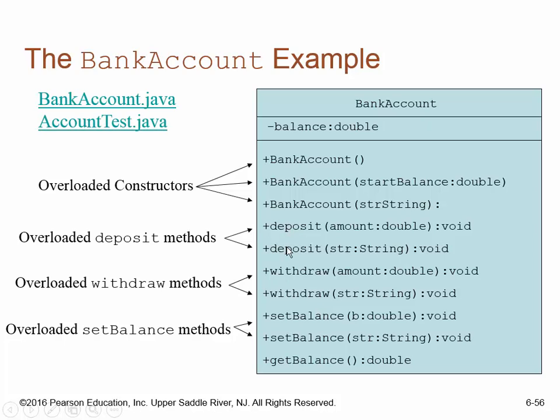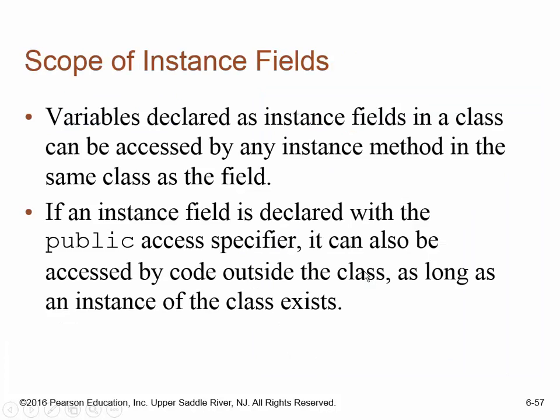It's got 2 different deposit methods, so they're both overloaded. One has a double, one has a string. 2 different withdrawal methods. One has a double, one has a string. You notice that all these don't return anything. And a setBalance with a double, a setBalance with a string, and a getBalance that returns a double. Okay. We'll talk about that in more depth when we go over the other part of the lecture, not the PowerPoints here.